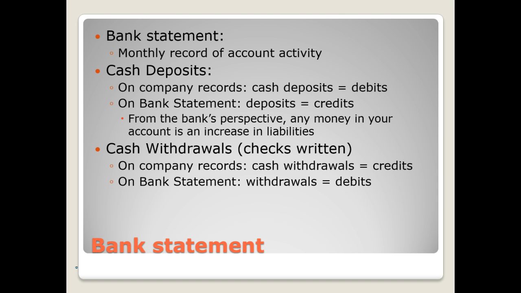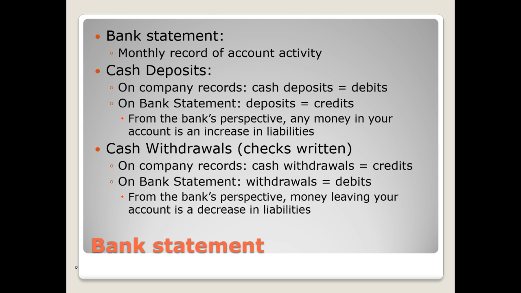But from the bank statement, every withdrawal from your checking account is one less dollar of liability that it has. Well, if I decrease a liability account from the bank's perspective, that's a debit. So on your bank statement, the bank will show that for every withdrawal, it's listed as a debit. Try not to let those differences confuse you. When you're reading a bank statement for your company, deposits will be called credits. But make no mistake, on your company records, every deposit should be a debit entry.